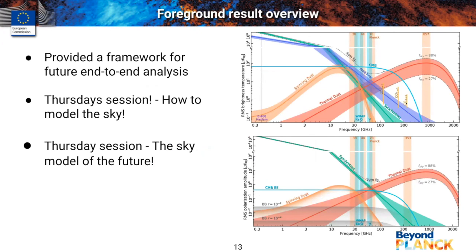So these plots show the foreground overview of the CMB frequency domain as derived by the BeyondPlanck project, and the current constraints we have put on those components. And as mentioned several times already, the BeyondPlanck data alone cannot provide any state-of-the-art results. So the conclusion here is that we have provided a framework for future end-to-end analysis that can greatly benefit from a community working together with this.